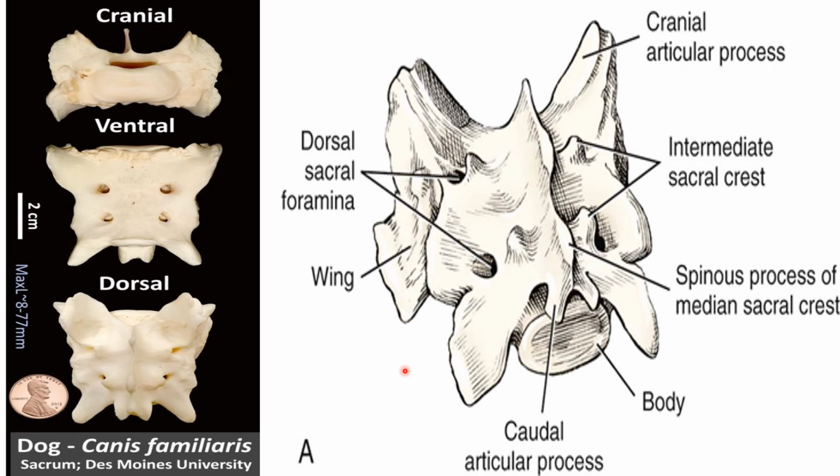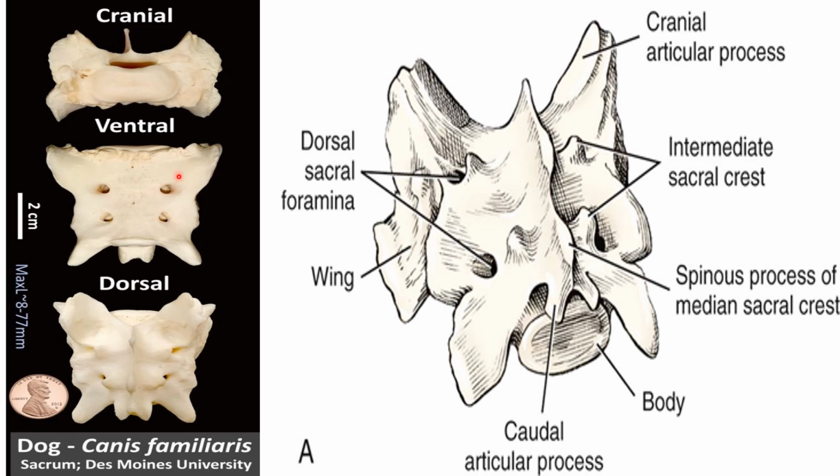In case of dog, the sacrum is formed by the fusion of bodies and processes of three sacral vertebrae. So it has three joints. Sacrum is roughly triangular in shape. As you can see, it is roughly triangular in shape, and it articulates cranially with the last lumbar vertebra, while caudally it articulates with the coccygeal vertebra.